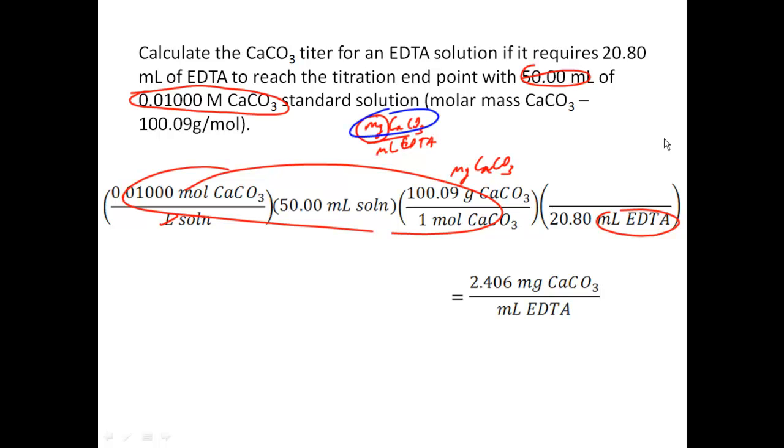Now, the important thing in this one is when you report the answer, you must have it as milligrams of calcium carbonate per milliliter of EDTA. This is a ratio of 2 different substances. You must write those substances. Okay, you must write that in your final answer because it's a ratio of 2 different substances.